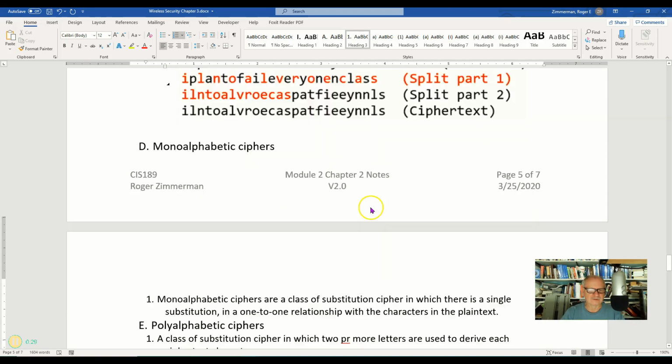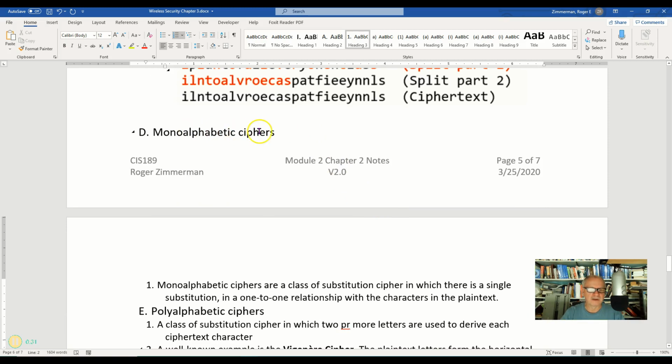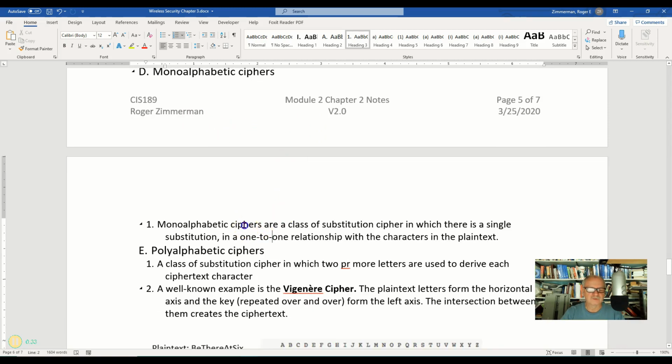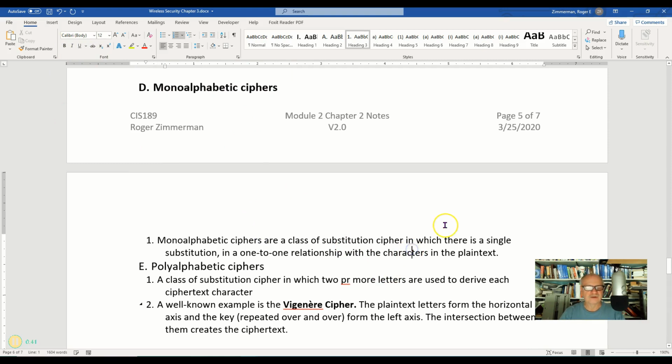All right, let's look at these two terms. Monoalphabetic ciphers. These are ciphers, or a class of substitution cipher, in which, I should make this bold, in which there is a single substitution. In other words, a one-to-one relationship, as in the Caesar cipher that we looked at earlier.